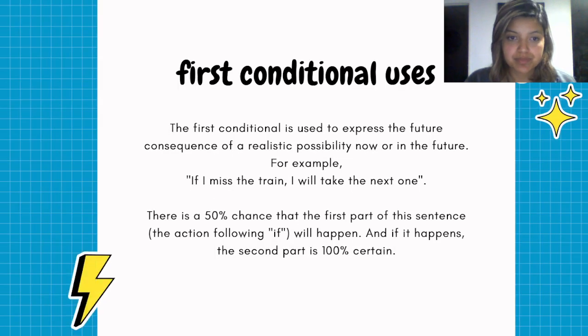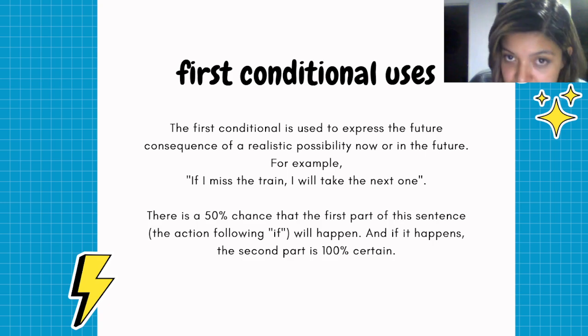So the first conditional is used to express the future consequences of a realistic possibility now or in the future. For example, if I miss the train, I will take the next one. There is a 50% chance that the first part of this sentence, the action following if, will happen. And if it happens, the second part is 100% certain.